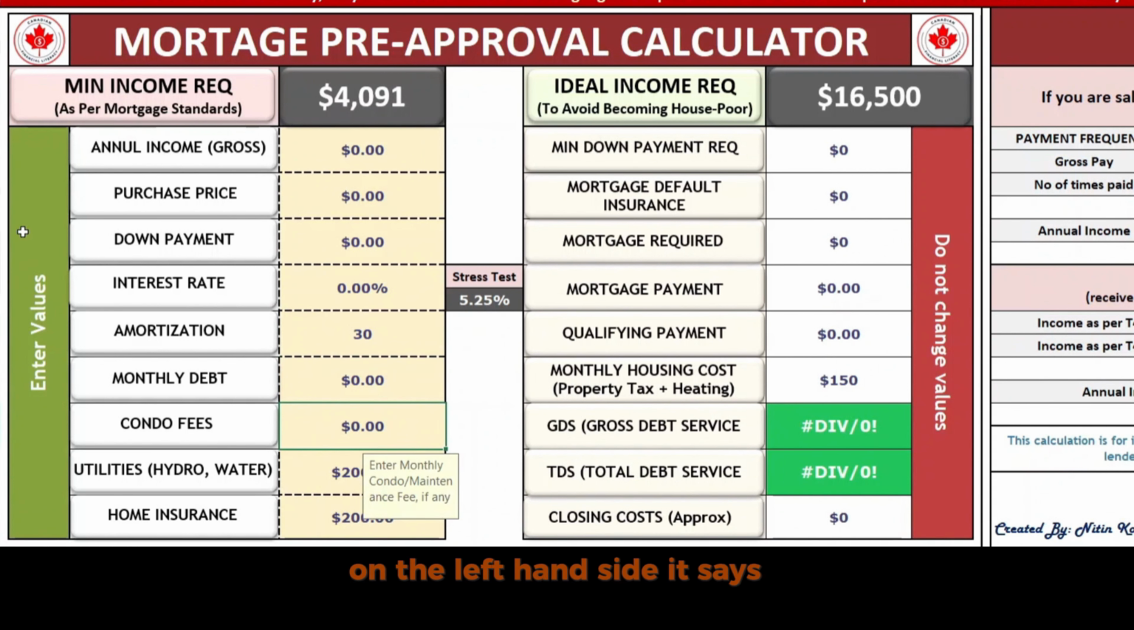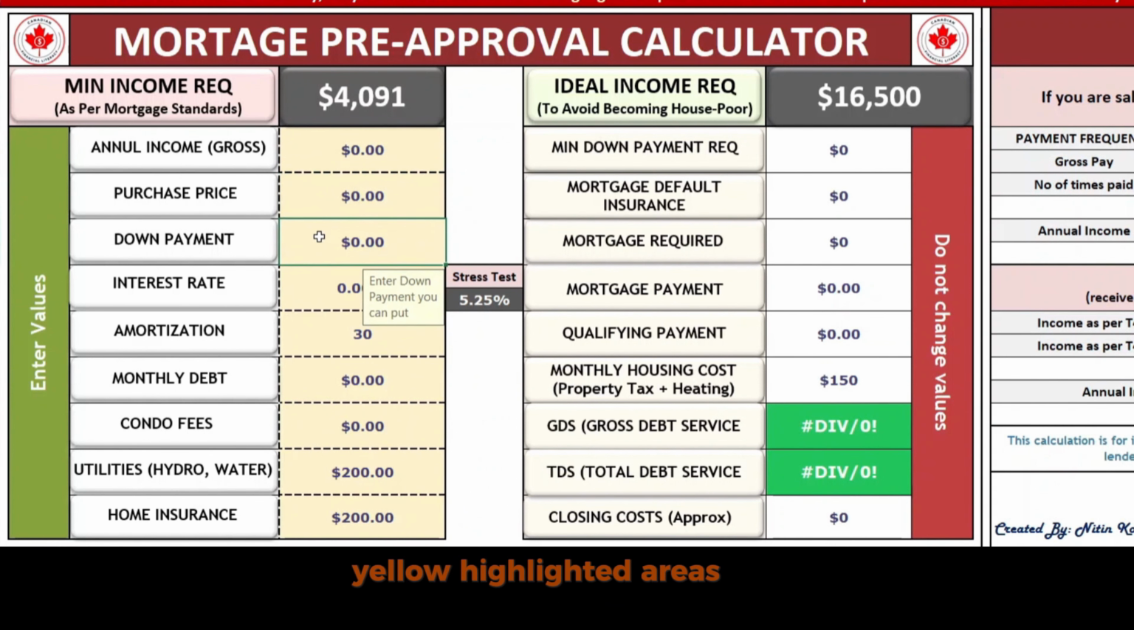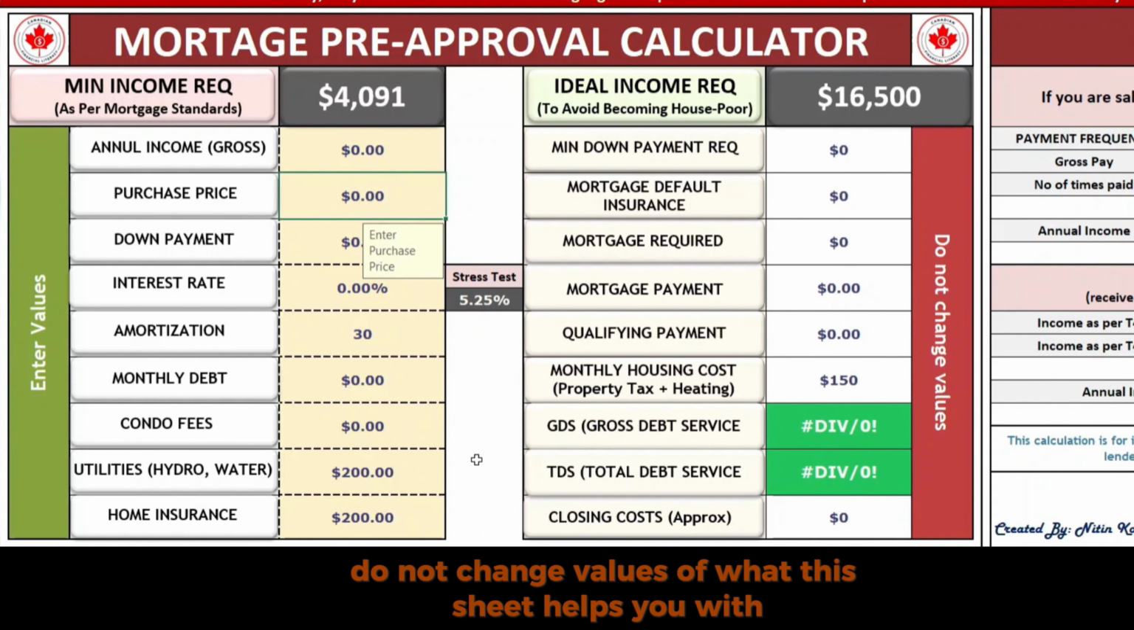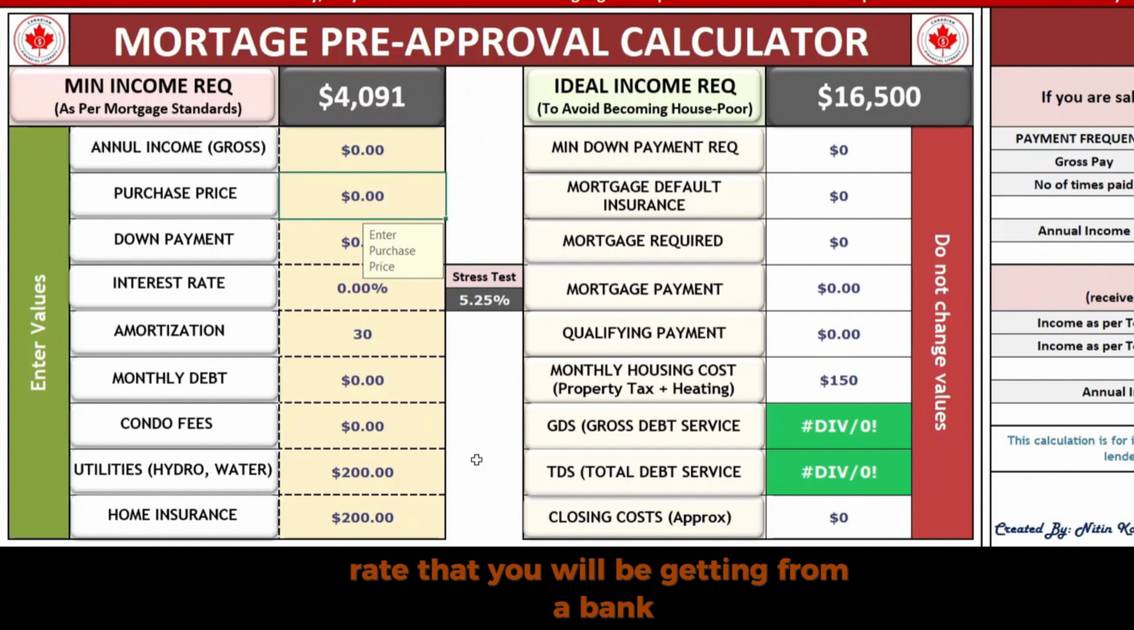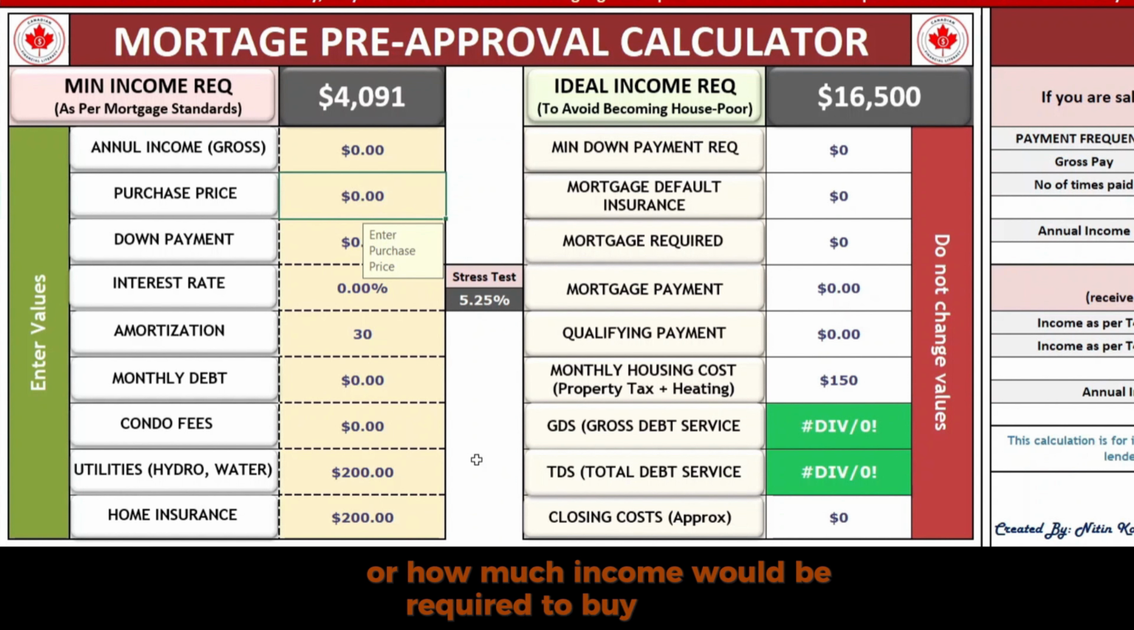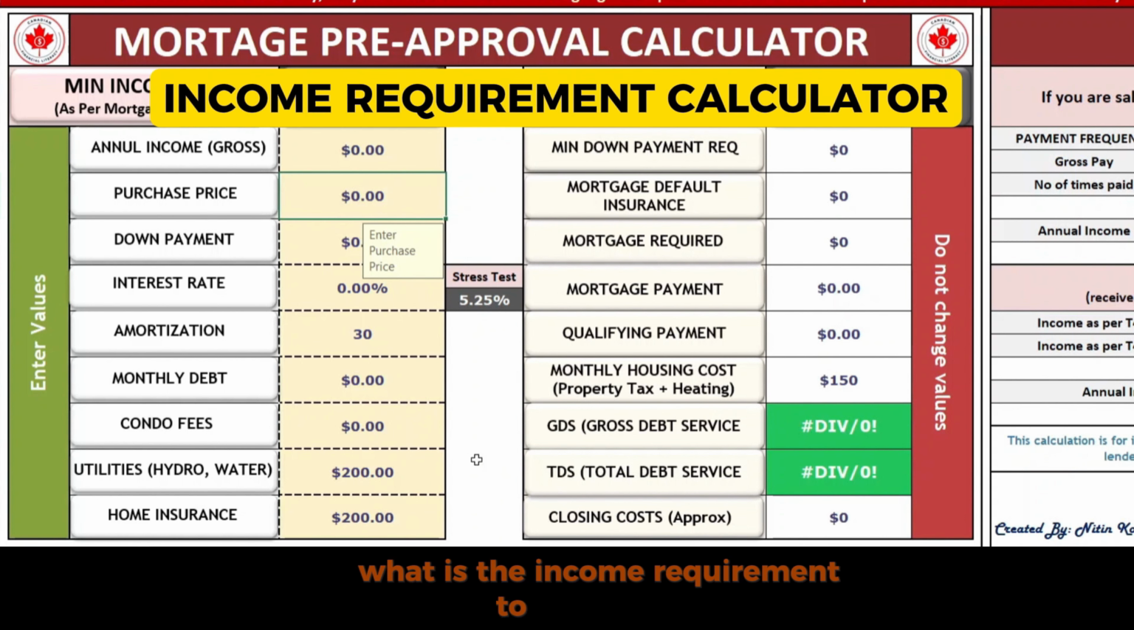On the left hand side, it says enter value. So we are only going to put the values on these yellow highlighted areas. So what this sheet helps you with, let's take an example that you want to buy a $750,000 home in Ontario, and you want to know with the down payment that you have saved and with the interest rate that you will be getting from a bank, how much income would be required to buy that home. So this sheet will help you to know what is the income requirement to buy a home.